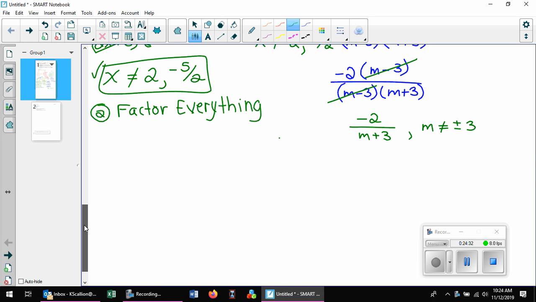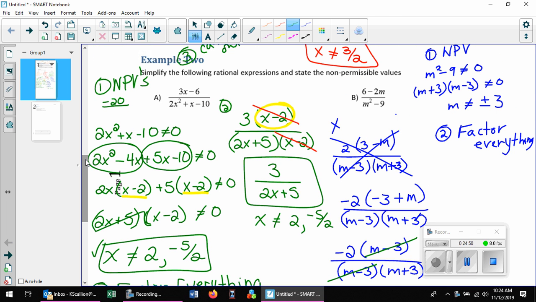I get what you're saying. If you put a plus 3, it would be a third, right? But you have to do your non-permissible values off of the original before you simplify. That's why we do our non-permissible values first. Because if you put in a -3 here, yeah, but it's a square. Right, so we always do it off the beginning before we simplify.